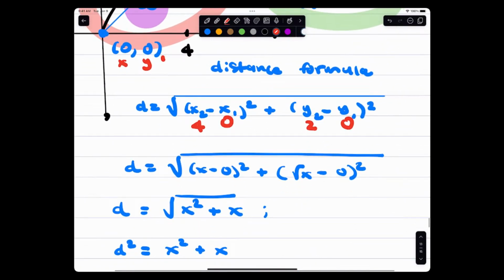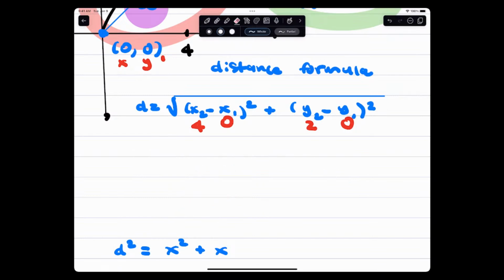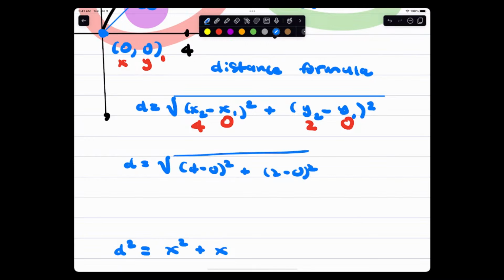And so it looks like my D is going to be what? If I do a little bit of arithmetic here. Okay, I'm going to get rid of that because it's all in your notes or it's in the video already. So just so that you guys know, D is going to be the square root of (4 minus 0) squared plus (2 minus 0) squared, which will be the square root of 16 plus 4, which is the square root of 20.